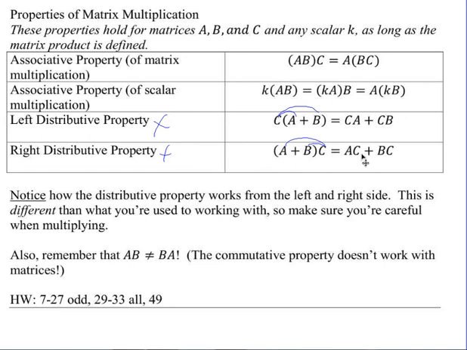So order with matrices matters. Make sure you're being careful about left distributive property and right distributive property. And that's what these words down here are saying. Notice the distributive property works from the left and right side. This is different than what you're used to working with, so make sure you're careful when multiplying. Also remember that the commutative property does not work with matrices. Doesn't matter what the dimensions are. You can't assume that the commutative property works.